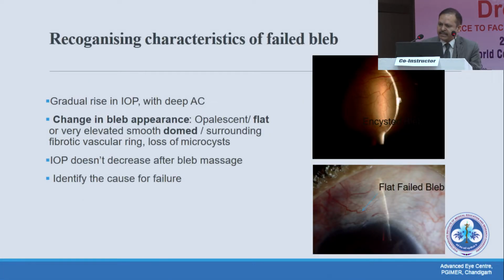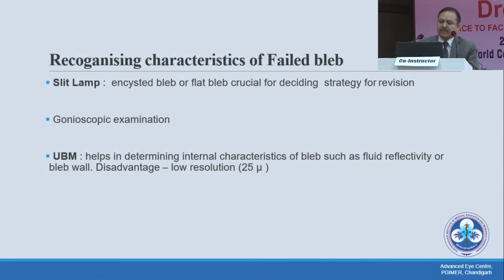So recognizing the characteristics of a failing Bleph is very important. So there is a gradual rise in intraocular pressure with deepening of the AC, change in Bleph appearance, that may be flat or a very elevated smooth dome shape, or there can be a surrounding fibrotic vascular ring and loss of microcysts. Intraocular pressure may not decrease even after Bleph massage. So we have to identify the cause.